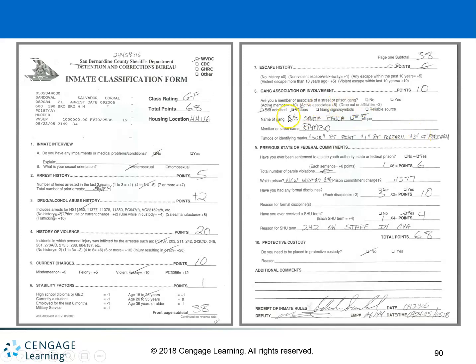So they will admit a lot of times. Name of gang, East Side Santa Paula, 12th Street. His nickname is Rambo. Pretty cool. And here are some tattoos.